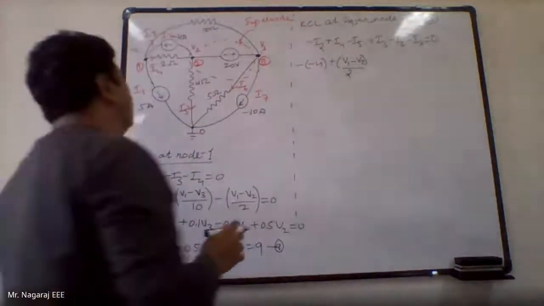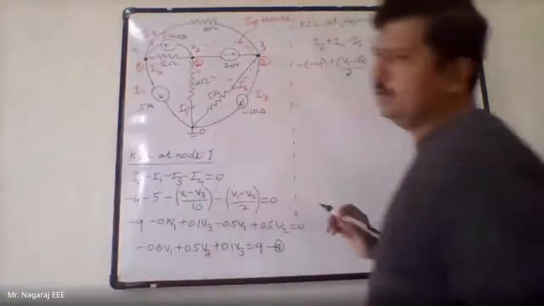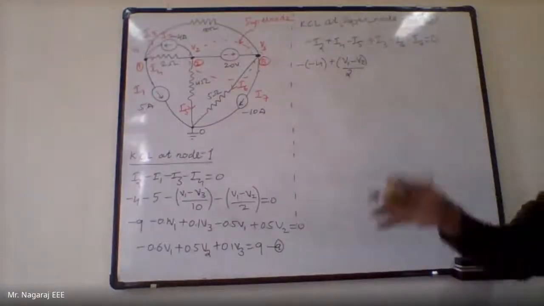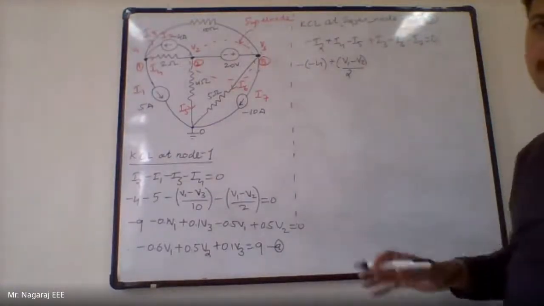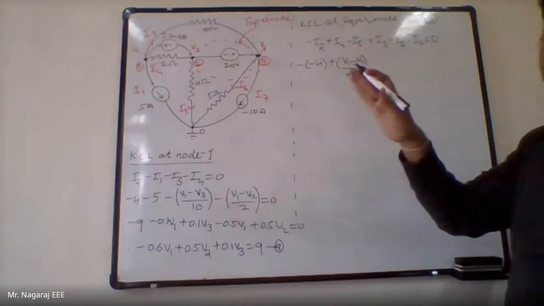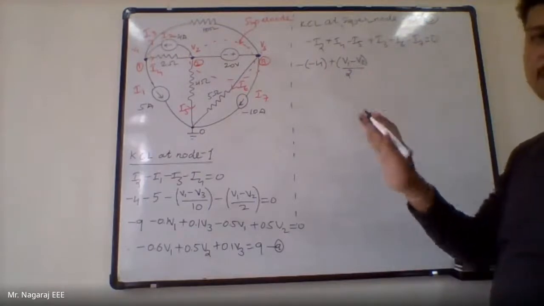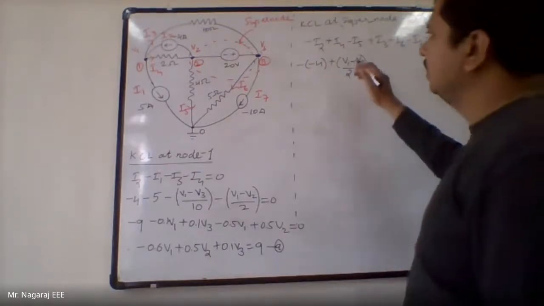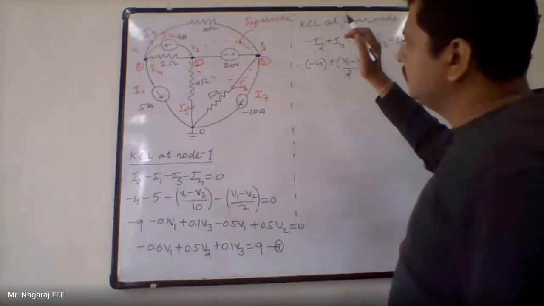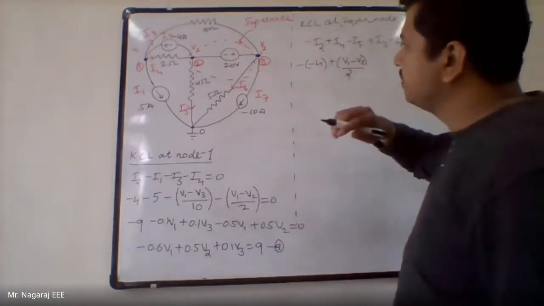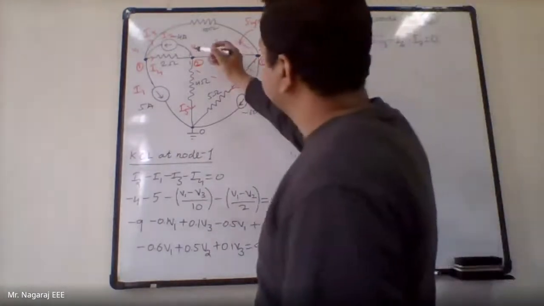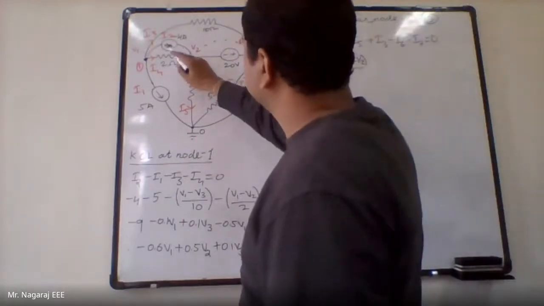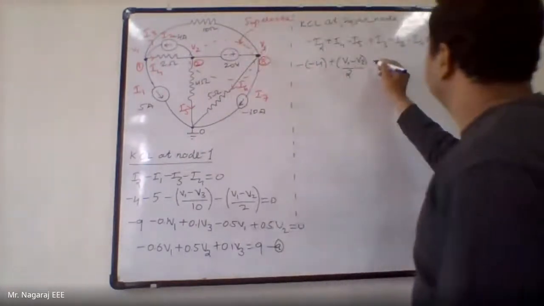Because the direction of I4 is from V1 to V2, I4 will always be (V1 minus V2) by 2. If it is from V2 to V1, then it will always be (V2 minus V1) by 2. That you should take care. Minus I5.